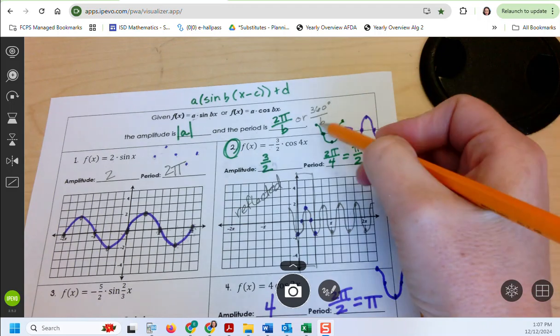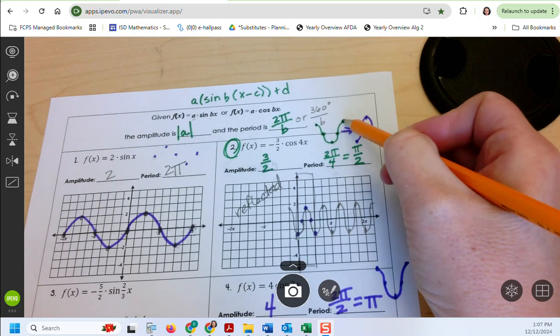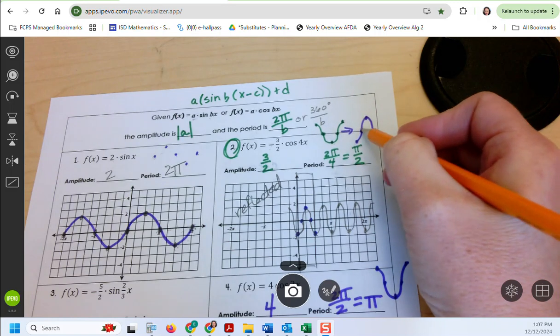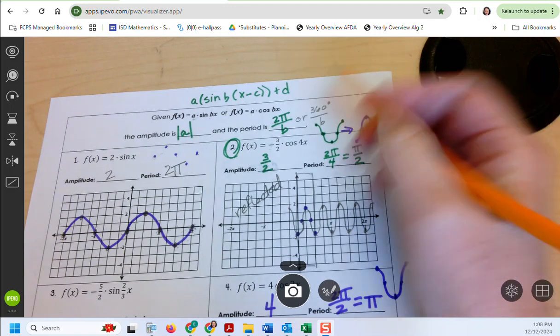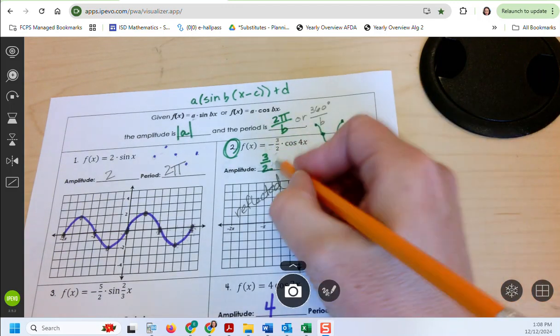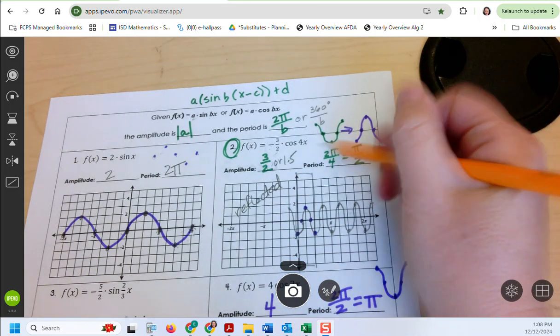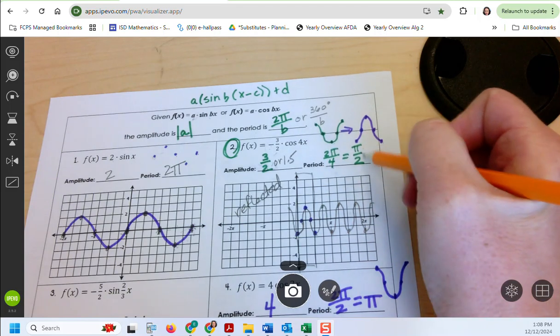For the cosine function, normally it would be up, midline, down, midline, up. But when you reflect that graph, you start low. You start down, midline, up, midline, down. The amplitude is the absolute value of this number, so it's 3/2 or 1.5. And then the period is 2 pi divided by the b number, which is 4. This simplifies to pi over 2.